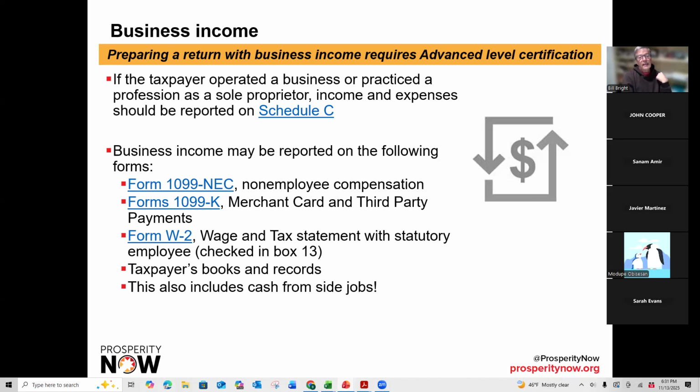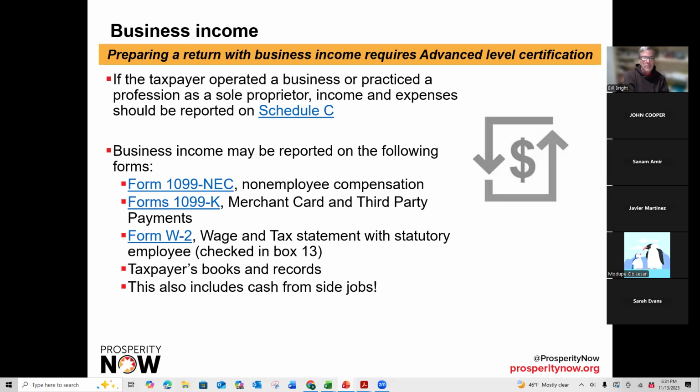Again, they're going to get a report of their income a couple of different ways. 1099-NEC or non-employee compensation, the 1099-K, which is the merchant card and third party payments. That's Uber and Lyft, basically.